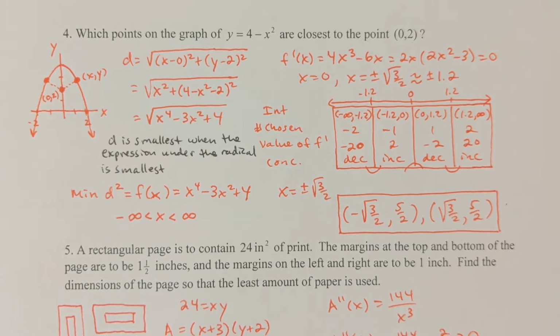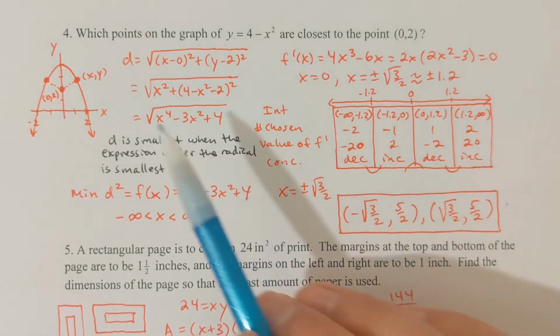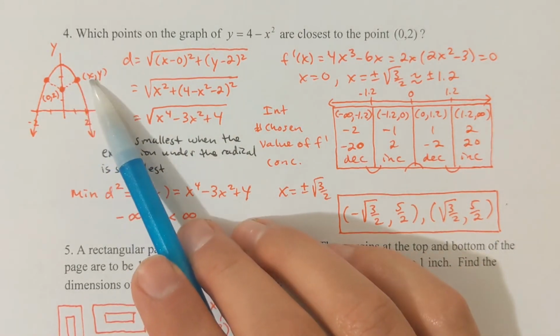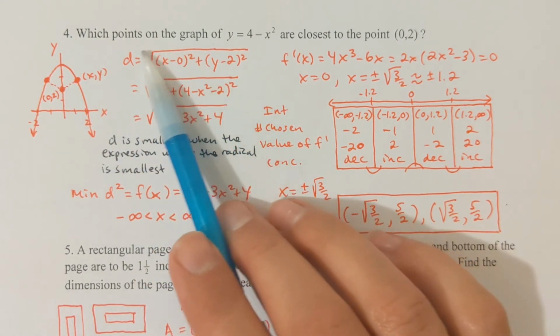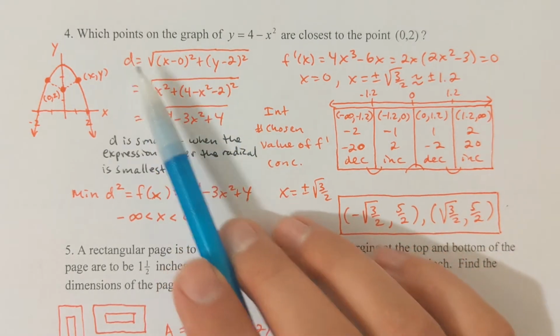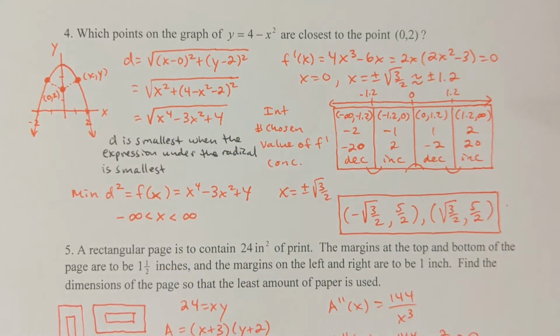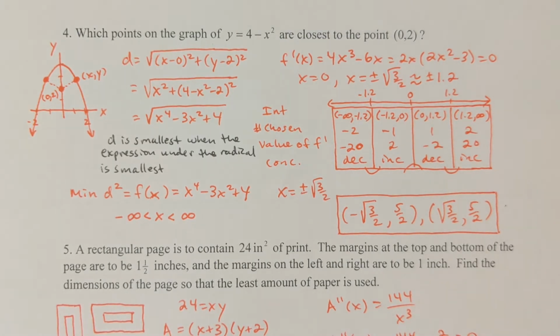Well, let's see. If I would like to know what points are the closest, I would like the distance from (0, 2) to (x, y) to be as small as it could possibly be. So I'm going to have to go back to algebra for a moment and use the distance formula. The distance formula is the square root of the difference in the x's squared plus the difference in the y's squared. So for us that's going to be the square root of (x minus 0) squared plus (y minus 2) squared. I want the square of the whole thing.